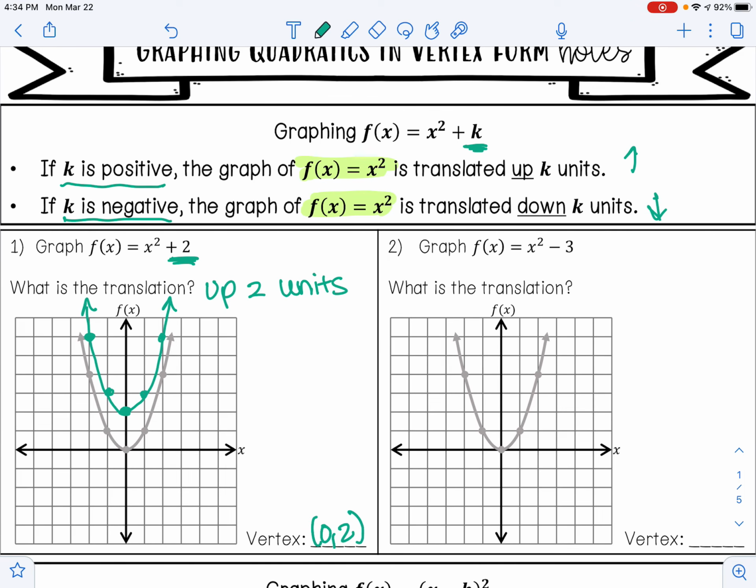Let's try that again with number 2. It says graph f of x equals x squared minus 3. So this negative 3 is my k value, telling me that I am going down 3 units. And so I'm just going to take each one of these points here, and I'm going to shift them down 3 units.